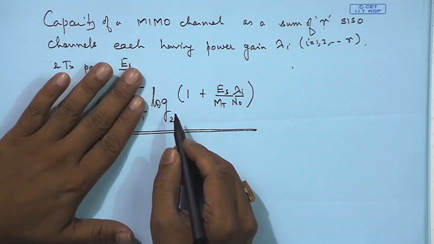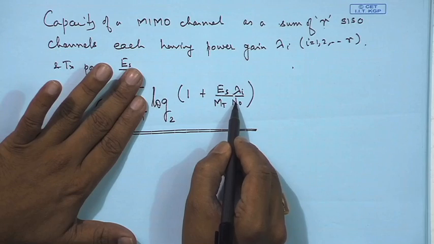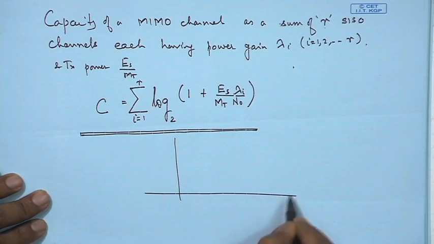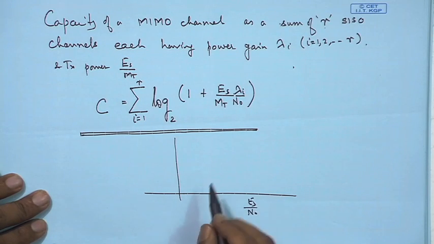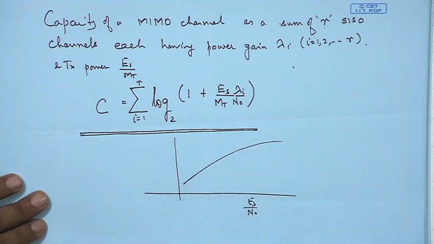So if we do not have this summation, we would have had log base 2 of 1 plus Es by n naught for a SISO link, and of course the channel coefficient would be there. So for such a link, if I make Es upon n naught the axis, the capacity increases like a concave function, and we were operating at some point Es, but what this has done is it has made it Es upon mt at this point. So this is, let's say, Es upon mt. It has reduced the SNR.